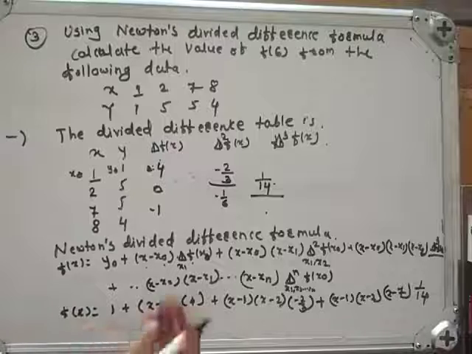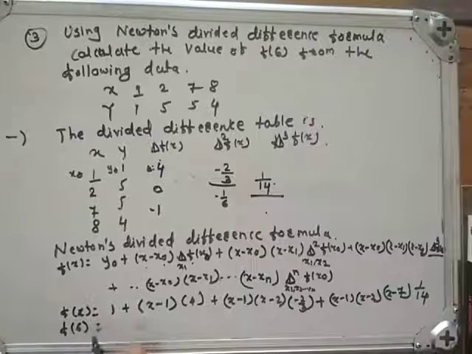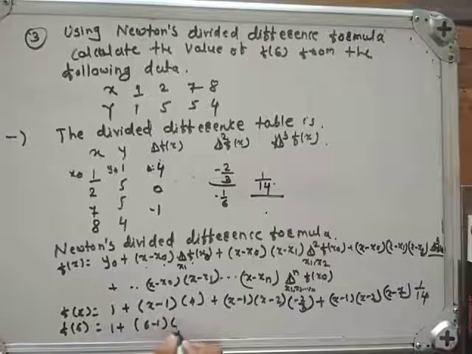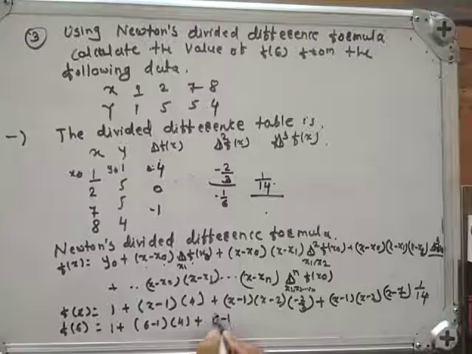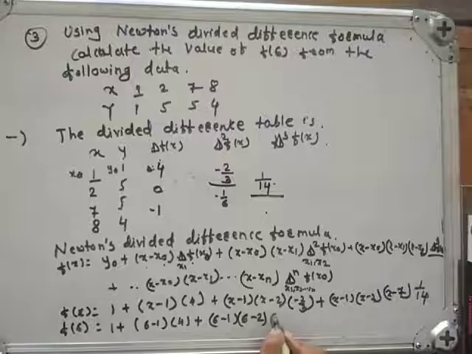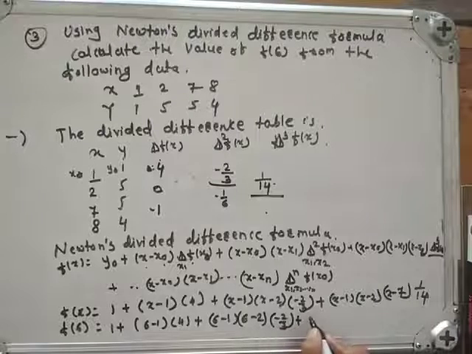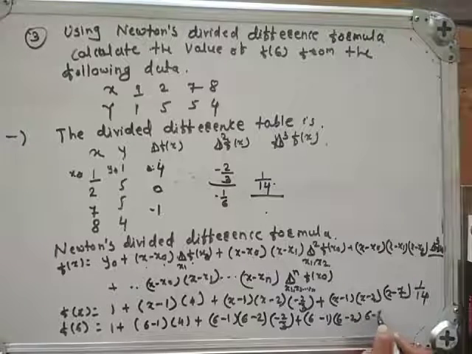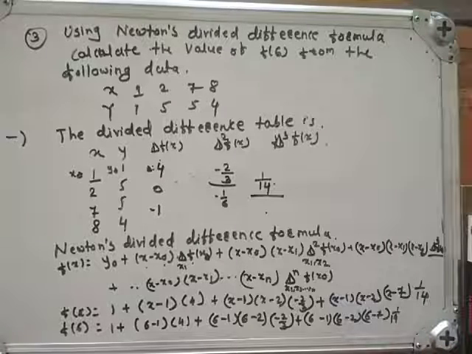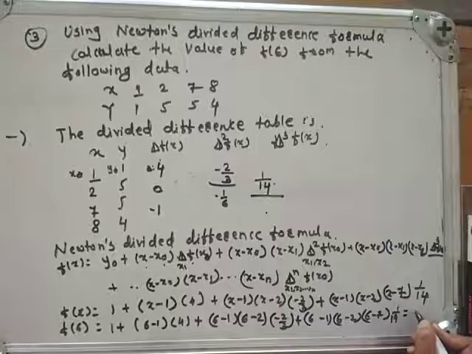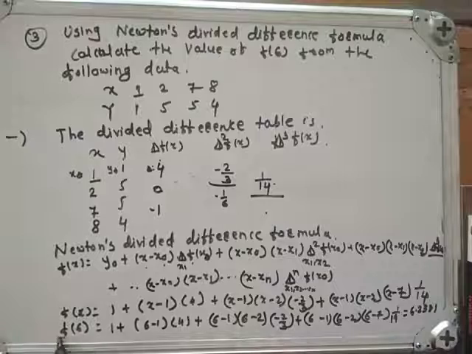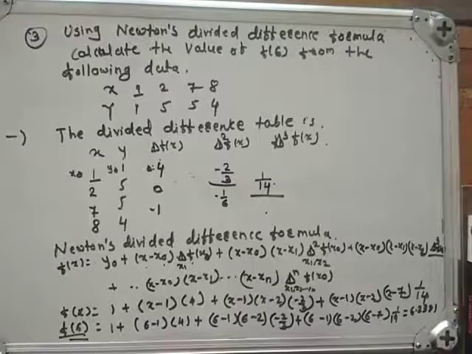You have to find the value of f of 6. So put here x is equal to 6: 1 plus 6 minus 1 into 4 plus 6 minus 1 into 6 minus 2 into minus 2 by 3 plus 6 minus 1 into 6 minus 2 into 6 minus 7 into 1 by 40. Simplify this, you will get the answer 6.2381. This is the value of f of 6. Okay, we will stop here. Thank you.